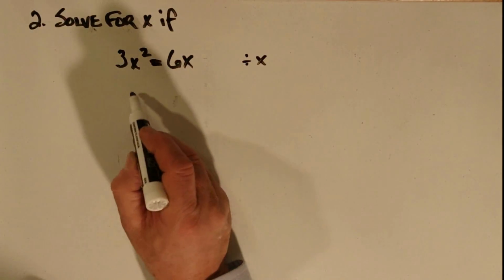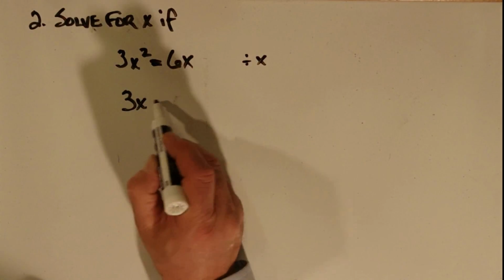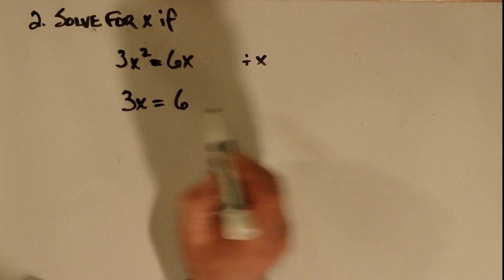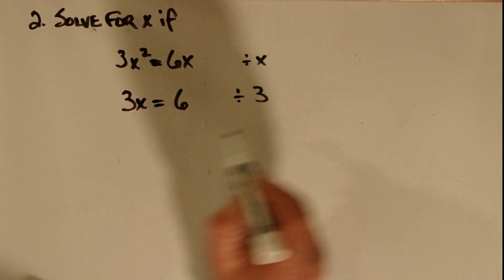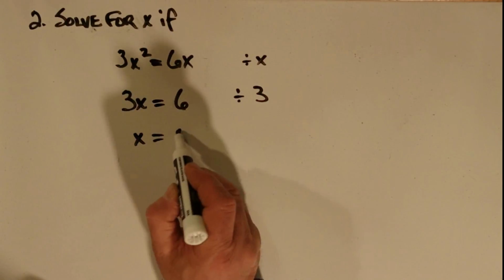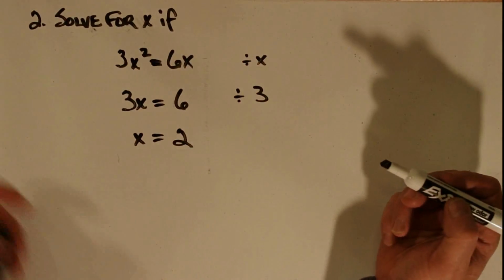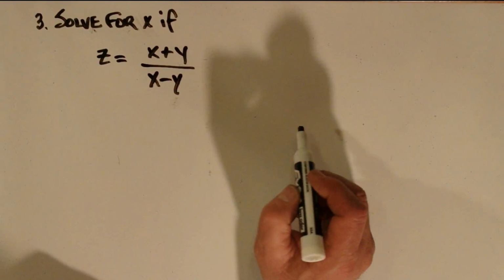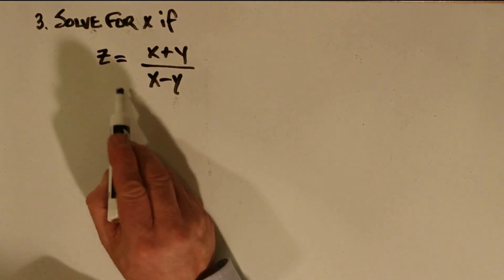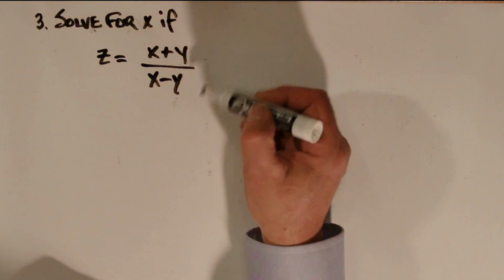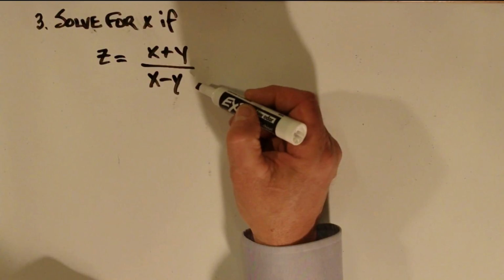Our second problem, solve for x if 3x squared is equal to 6x. And we start by dividing both sides by x to get rid of the x squared. The result is 3x is equal to 6. And if we divide both sides by 3, we get x is equal to 2. And there's your solution.